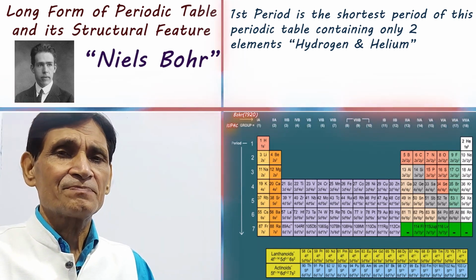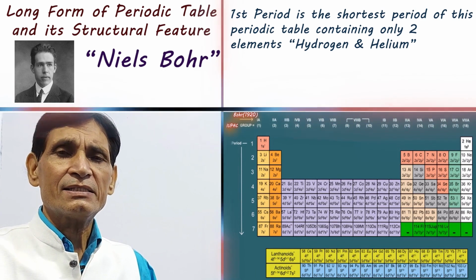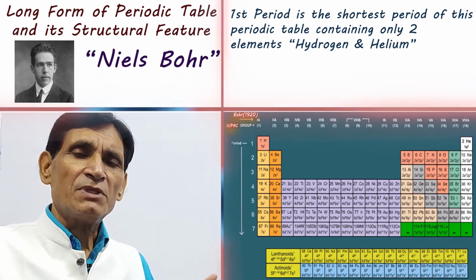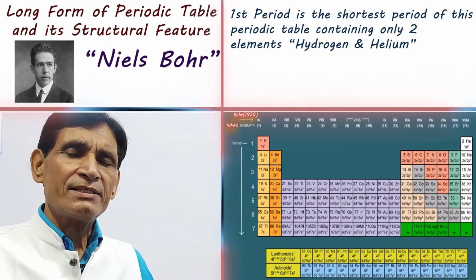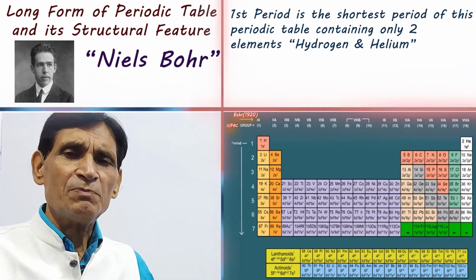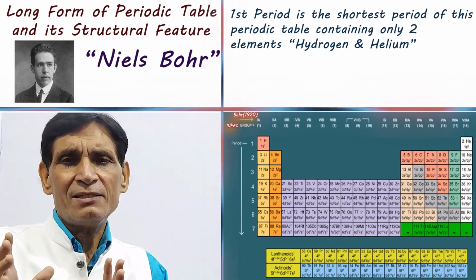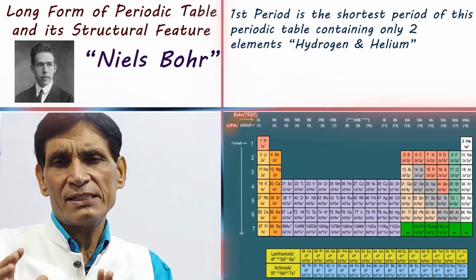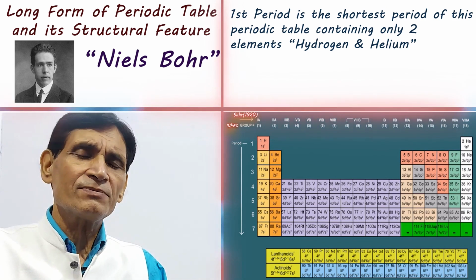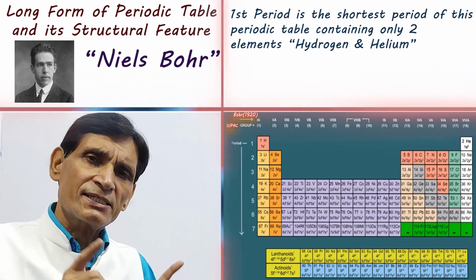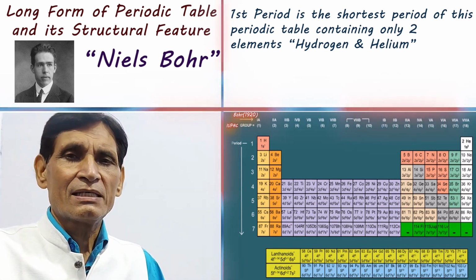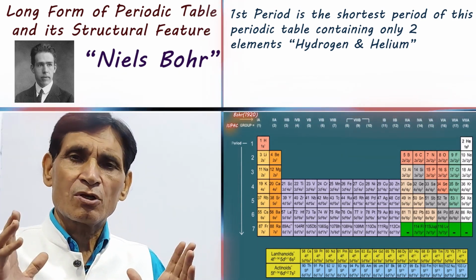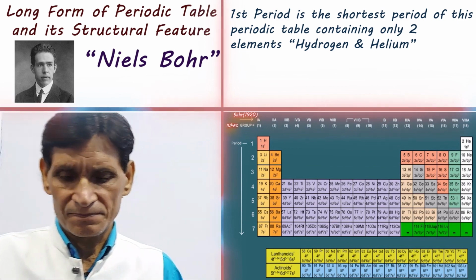And the seventh period is incomplete, and it begins with francium. In the 6th and 7th periods only, a series of 14 elements is part of the 3rd group in the 6th period, and a series of 14 elements is part of the 3rd group in the 7th period also. This is about the characteristic features of the long form of the periodic table. Thank you.